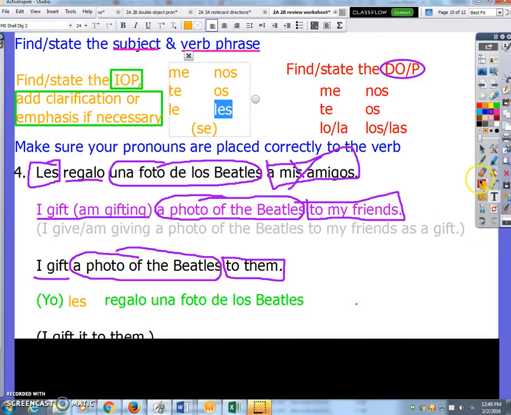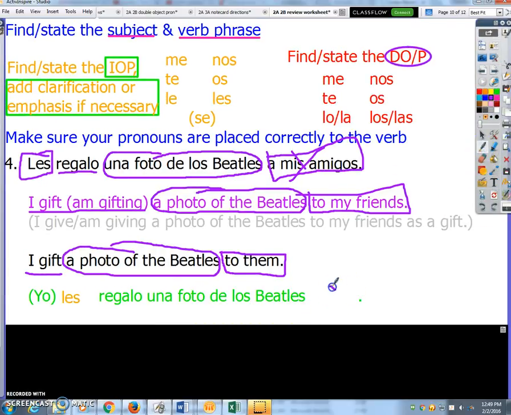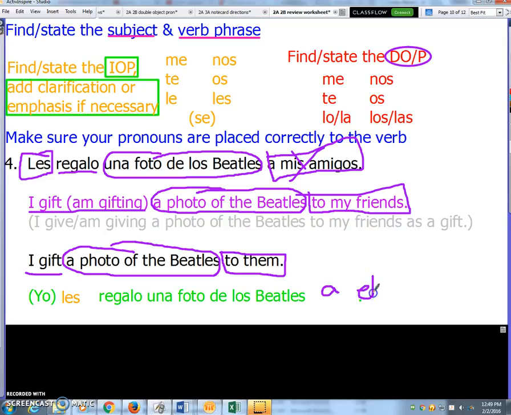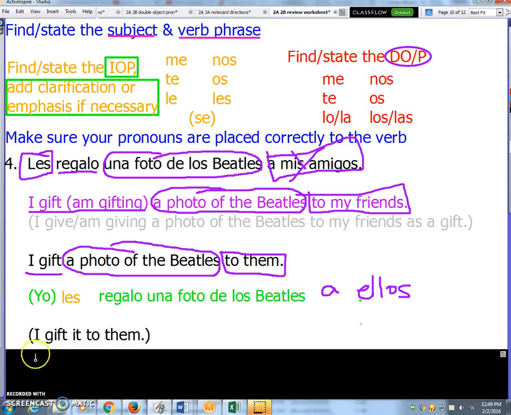And if you're like, Profe, but I want to make sure no one thinks it's to you guys, I could add ellos. Now what if in this sentence I also want to get rid of photo? I gift what? It to them. Then this time I have to get rid of regalo right here. I want to get rid of photo. I'm going to have to ask myself, what DOP would I choose to replace una photo?